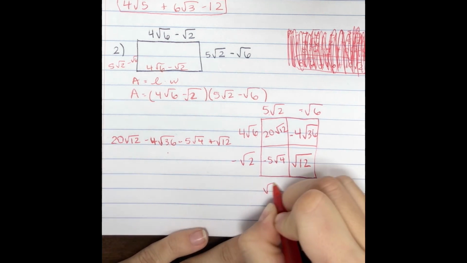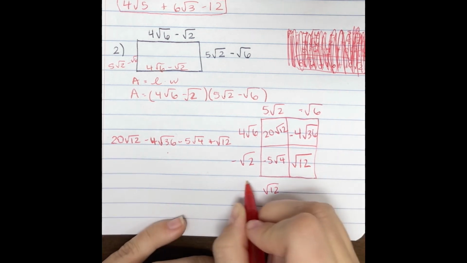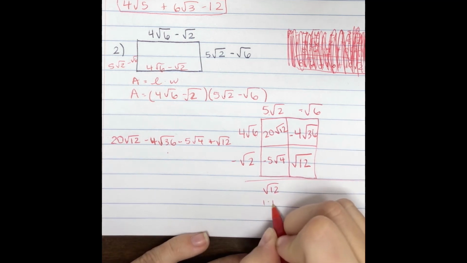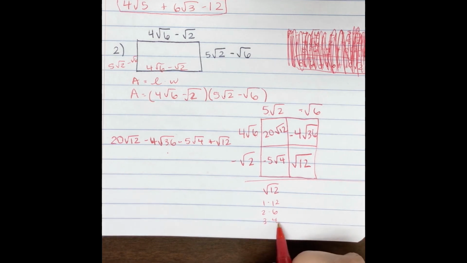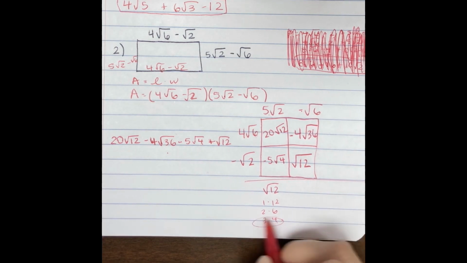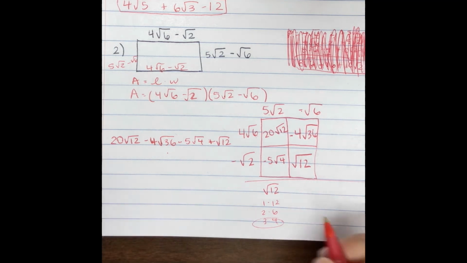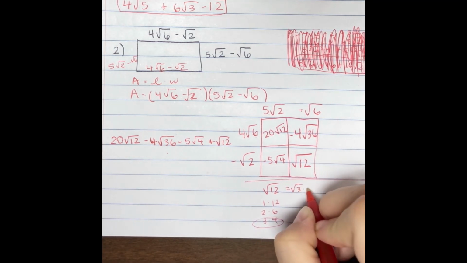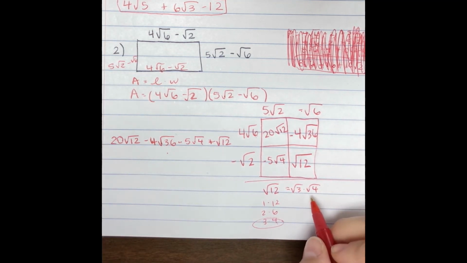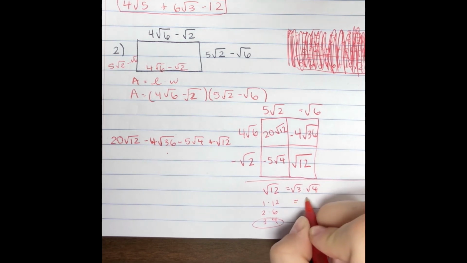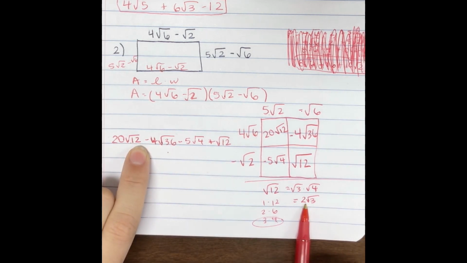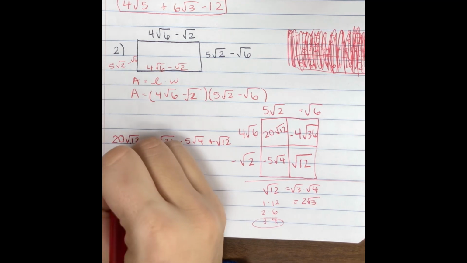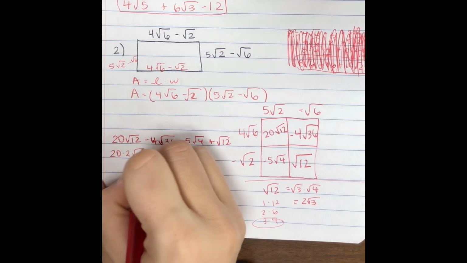Simplify square root of 12. So we have 1 times 12, 2 times 6, and 3 times 4. Your greatest perfect square is 4, so we're using 3 times 4. So we're going to rewrite it to be the square root of 3 times the square root of 4. Well, the square root of 4 is 2. Okay, square root of 4 simplifies to 2, and then we just bring down our square root of 3. So I'm going to replace square root of 12 with what it is equal to, which is 2 square root of 3. So we get 20 times 2 square root of 3.